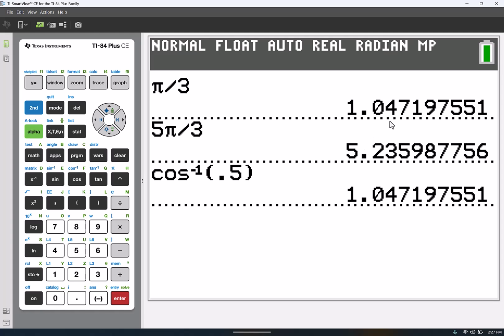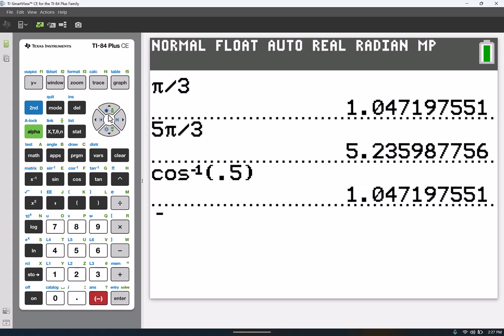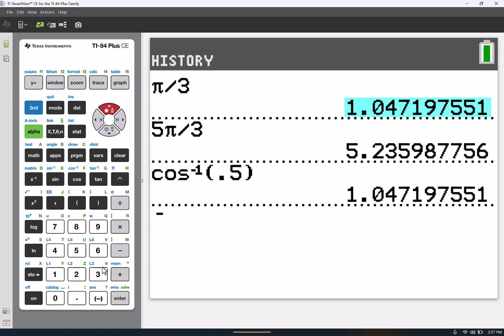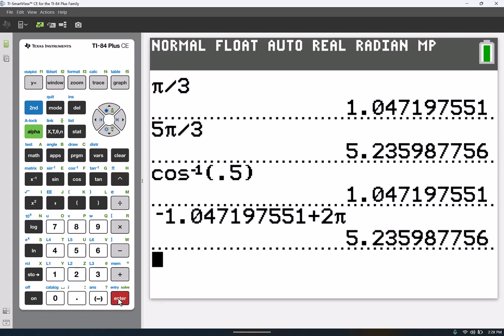I bet you this is our cosine. I bet you if I take this one, let me go ahead and put a negative in the front. If I take this one right here, the pi over 3, and I make it a negative, and I add a revolution, if I add 2 pi to it, I bet you I'll get that 5 pi over 3. Oh, look at that, 5.2359, which is 5 pi over 3. Do you guys see what's going on?